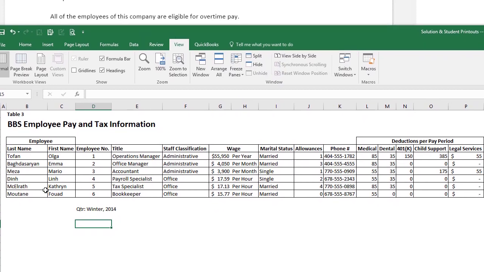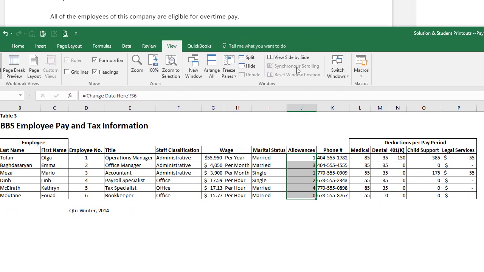Notice it has the employee names, employee numbers, their wages. So you notice some people are salaried. If someone's salary says per year or per month, they are salaried workers. Okay, and it shows their allowances, phone numbers, etc., and their deductions. Here's all their deductions. So your pay period will vary from these. So don't assume that your numbers are going to be the same and that your employees are going to be the same.